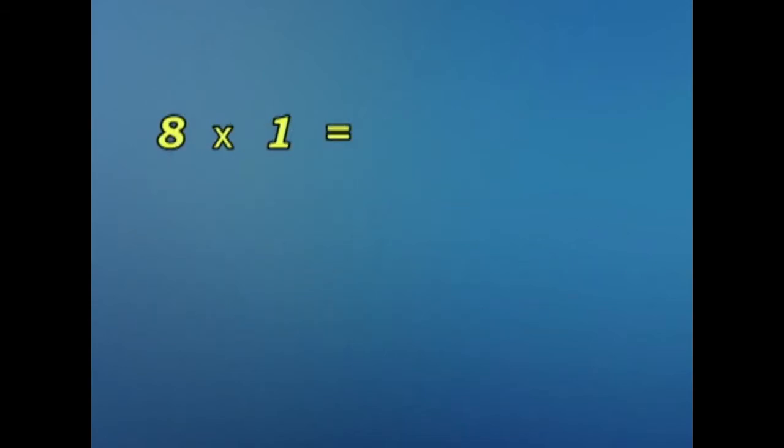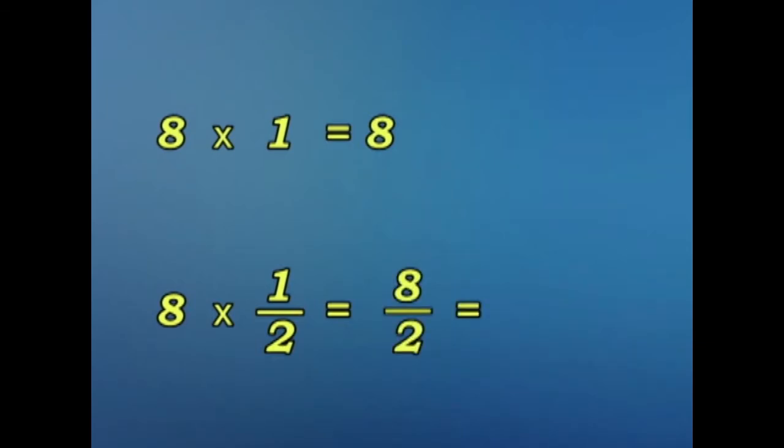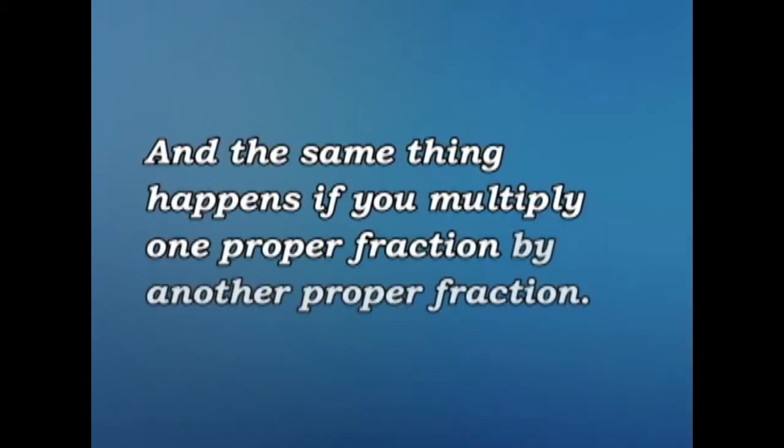Look at this. 8 times 1 equals 8, but 8 times a half is the same as 8 over 2, which is the same as 4. So if you multiply a whole number by a fraction, the result is always less. And the same thing happens if you multiply one proper fraction by another proper fraction.